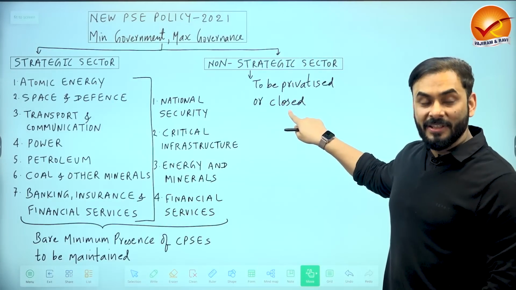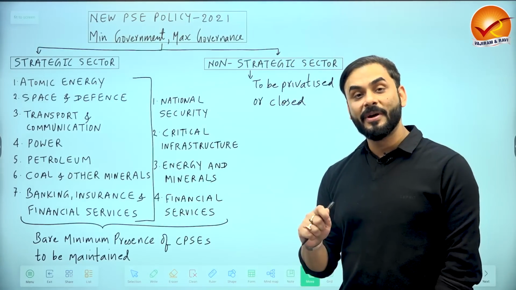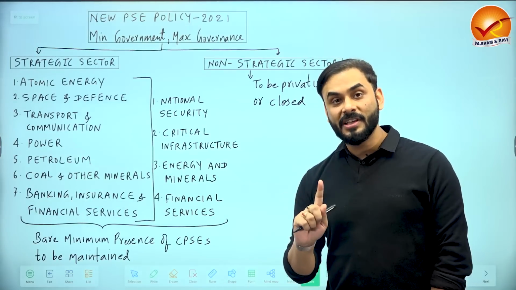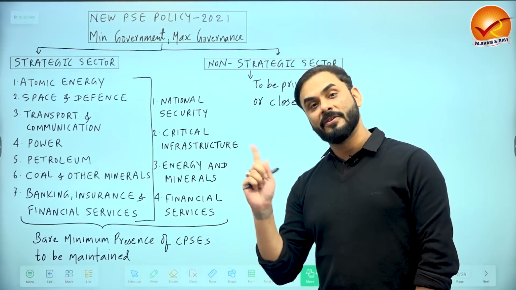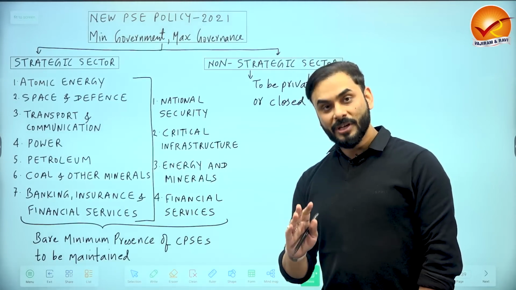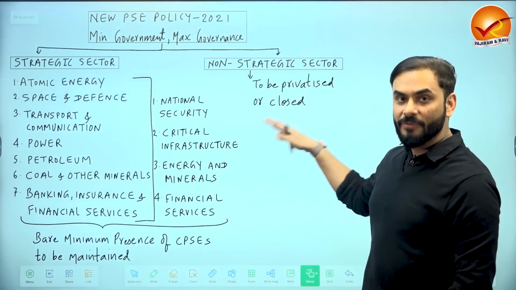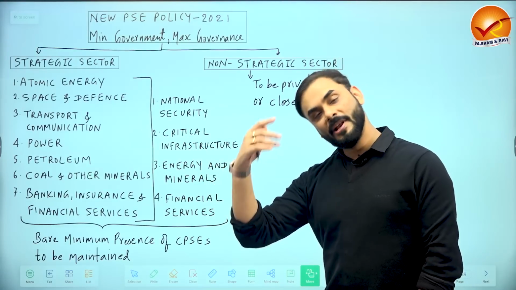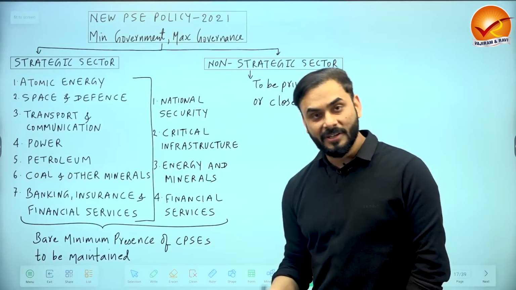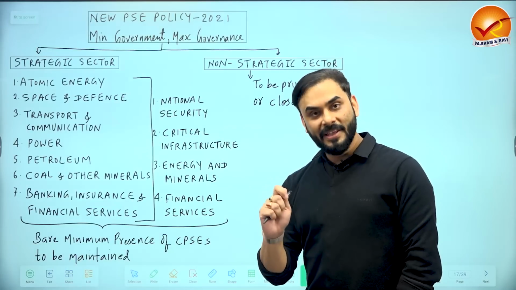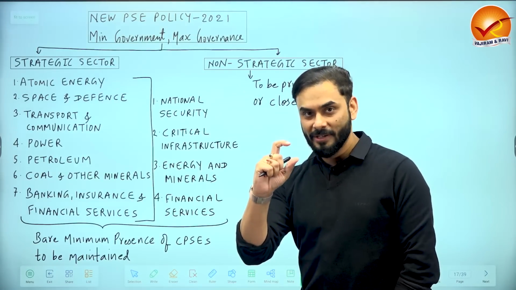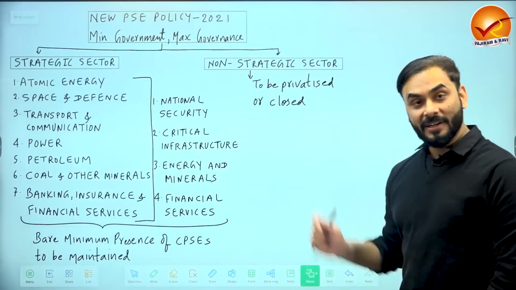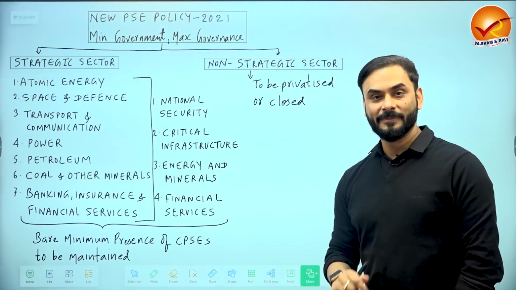In the non-strategic sector, the government of India is not going to operate. So you will not see government of India in the field of textile in future. Government says in future we are going to withdraw from non-strategic sector and we will let the private sector dominate it. And in strategic, government will remain there, but in a very small way, not in a huge way. All right, so this is the new public sector enterprise policy of India.